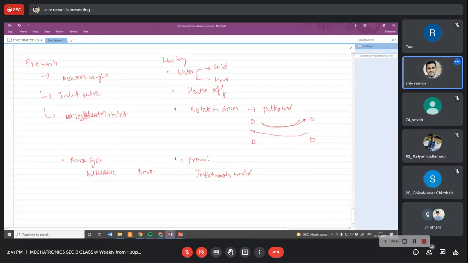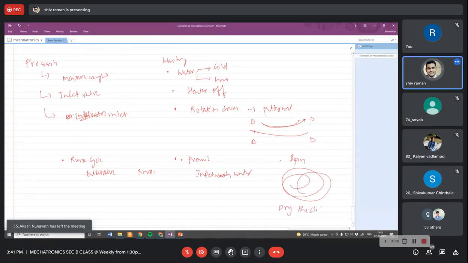So this cycle repeats again and again until your washing completes, and once the washing completes, it will switch to the spinning cycle. So in a spinning cycle, rather than a patterned rotation, it will continuously rotate in order to dry the clothes. Okay.